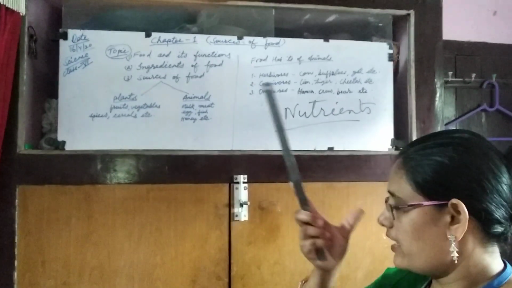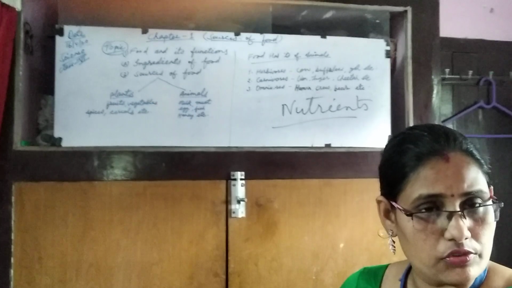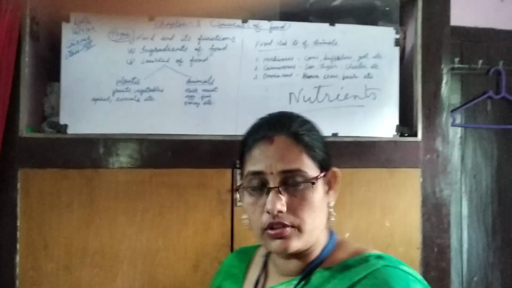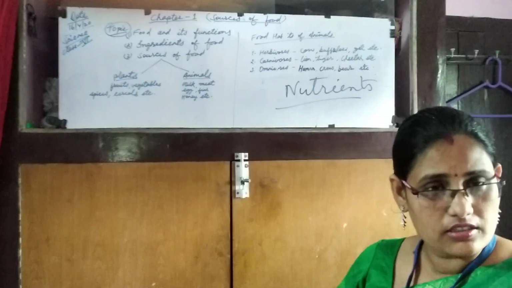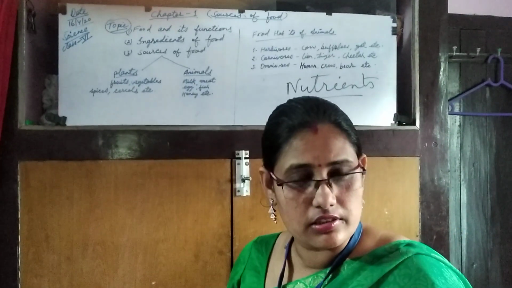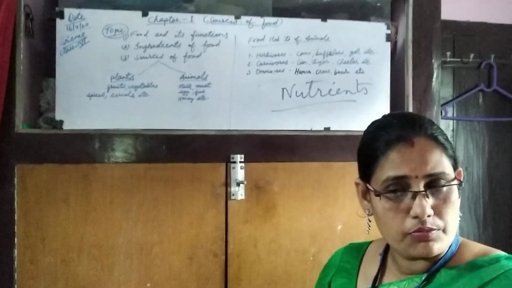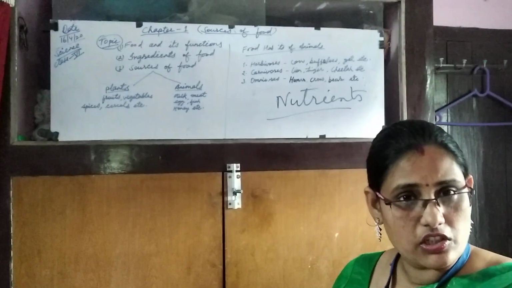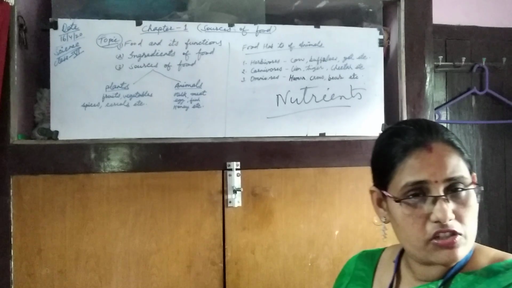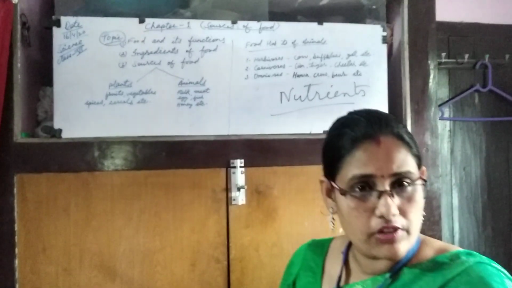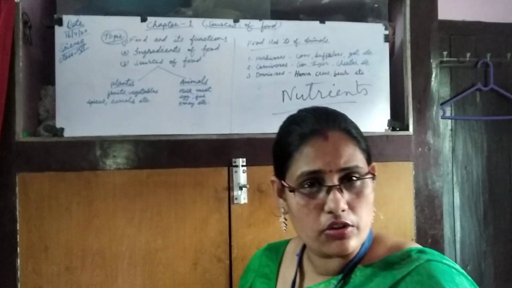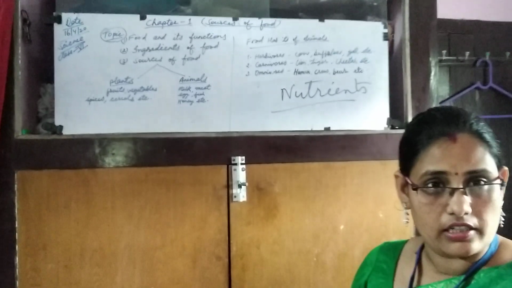Now, next, various functions of food. The various functions of food are to give energy to the body so that we can perform our daily activities. The second function of food is to provide essential nutrients. The next function of food is that it protects us from various diseases so that we remain healthy, and it also repairs the damaged tissues of the body.